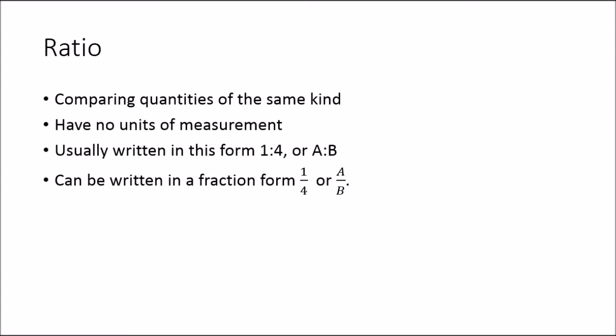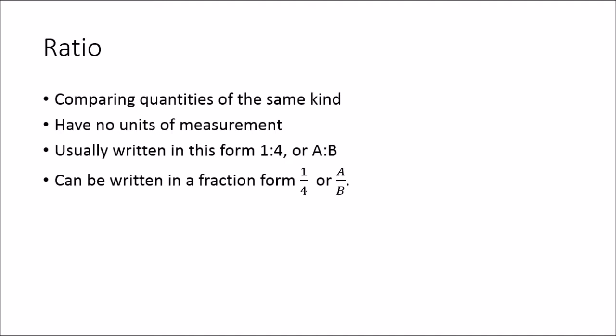So ratio. Generally we're comparing quantities of the same kind, so it might be the height of something compared to the height of it on a map or a drawing. Because you're comparing two things of the same size and just saying that one of them is a certain amount bigger than the other one, we don't have any units.